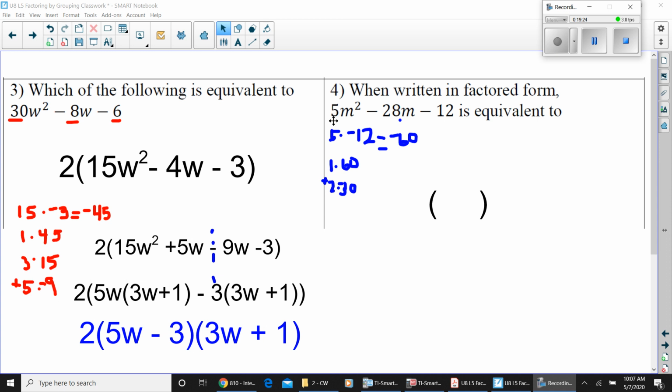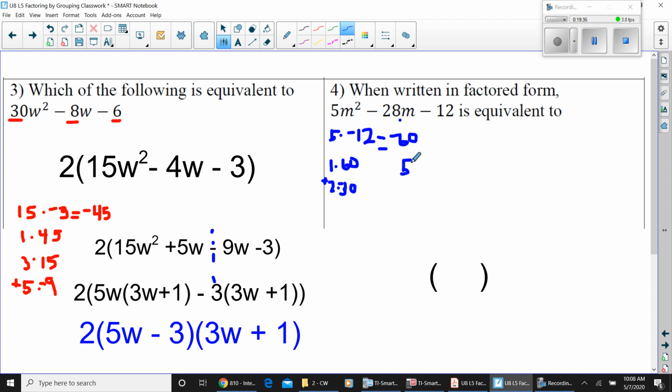So when you set this up, move this down. I'm going to copy down the 5m squared, and instead of negative 28m, I'm going to put positive 2m and minus 30m. And then I'm just going to copy down the negative 12.